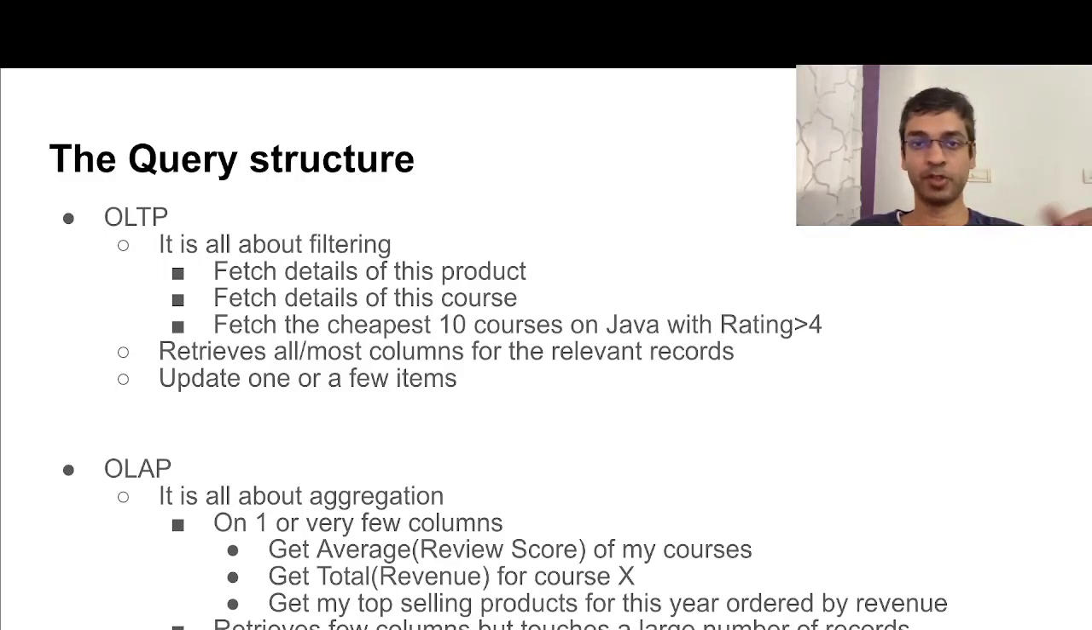In the case of an OLTP database, it's all about filtering. Fetch details of this product. I'm looking to buy iPhone 13. Fetch details of that. I'm looking to purchase this course, data modeling and data warehouse. So give me the details of that course. You could have more broad filters when you're trying to browse. Oh, get me the cheapest 10 courses on Java with rating greater than 4. The key thing is that there are a large number of records, and all you care about is getting a small number of them that you want to know more about. And in these cases, you're essentially going to get all the columns for those records. That's what you need. You need to know everything about this course, right? The description, the instructor, the duration, the price, everything.